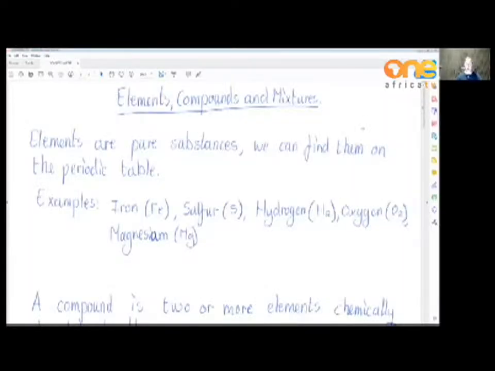Speaking about elements, compounds, and mixtures. I'm not going to go into the chemical naming convention today, though, because that is a fairly big topic, actually, and I will cover that in a different session. So, what is the difference between elements, compounds, and mixtures?